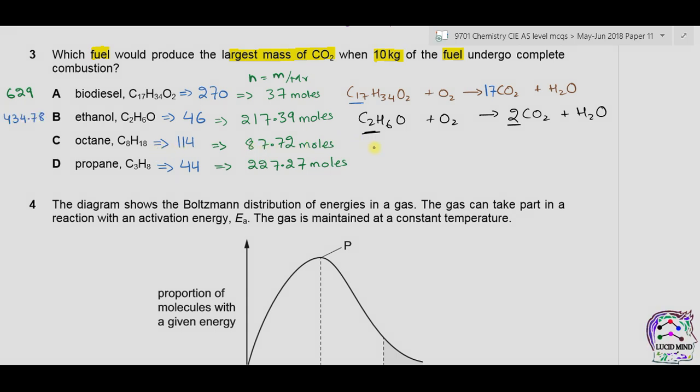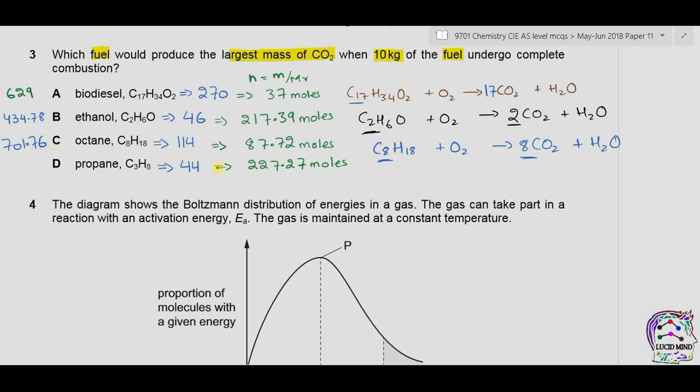For octane, we have C8H18. This is the combustion reaction. We can balance carbon by writing 8, so it is 1:8. So for 87.72 moles, it will be X. By cross multiplying, the number of moles of carbon dioxide comes equal to 701.76 moles. So far this one gives the greatest moles of carbon dioxide.